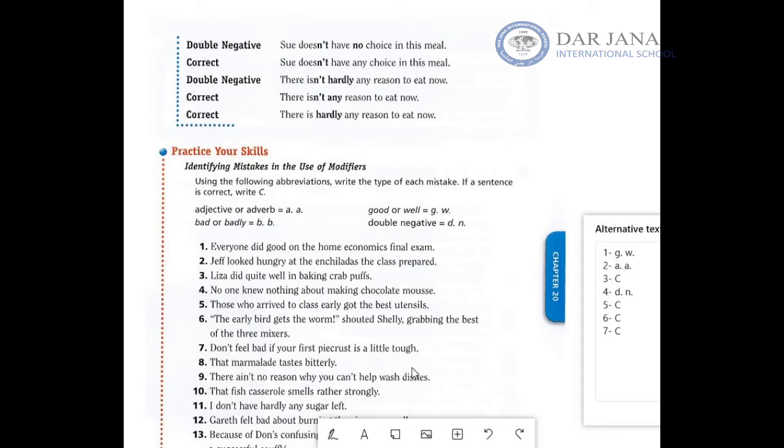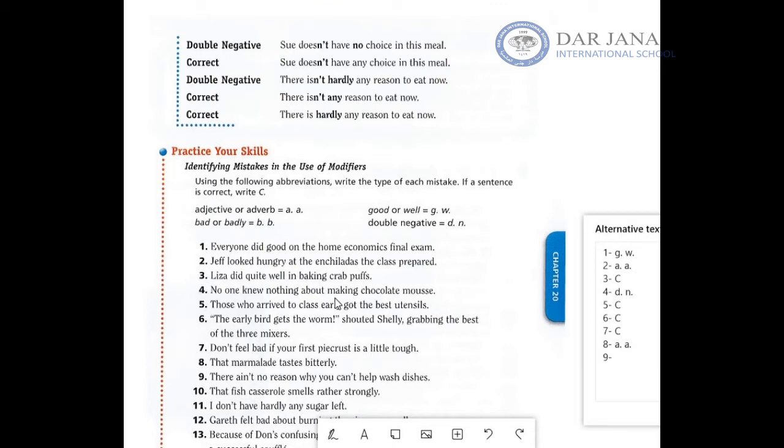Number 8. That marmalade tastes bitterly. Tastes here is a linking verb and bitterly is an adverb form. So it's incorrect to use an adverb after a linking verb. The correction is to use the adjective bitter. That marmalade tastes bitter. So the problem with sentence number 8 is in the use of adjective or adverb. So the answer is A.